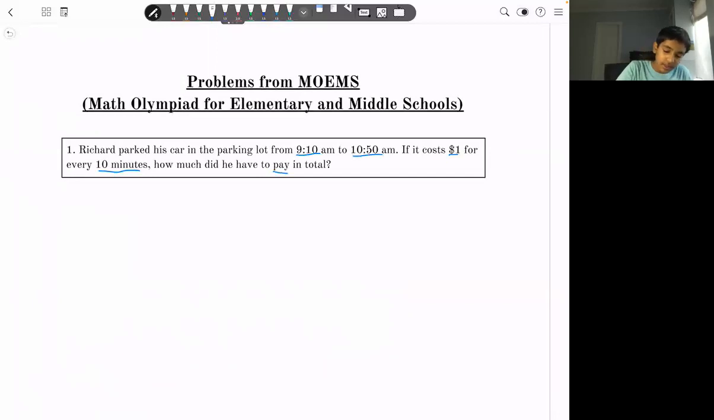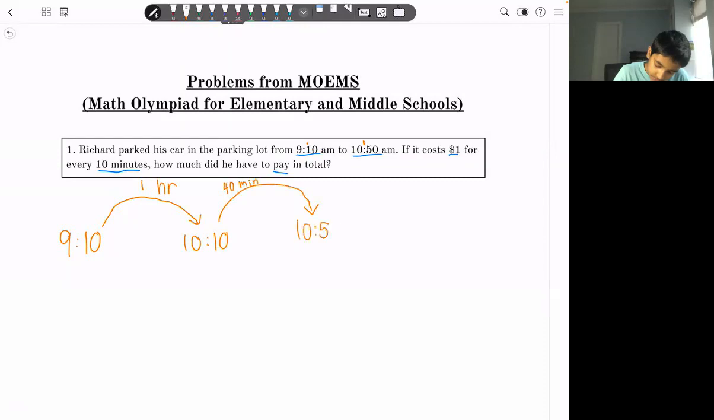So here, this is one of the easier problems. So what we do is you have 9:10, and then how long will it take to get to 10:50? So how much time passes between these two intervals? How much time does it take? Well, after 1 hour, you get to 10:10. And after 40 more minutes, you get to 10:50. So overall, it takes 1 hour and 40 minutes.